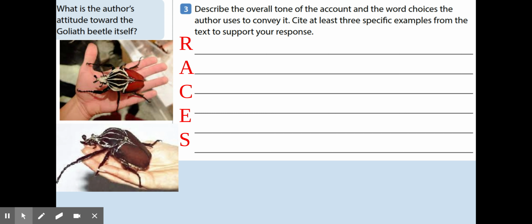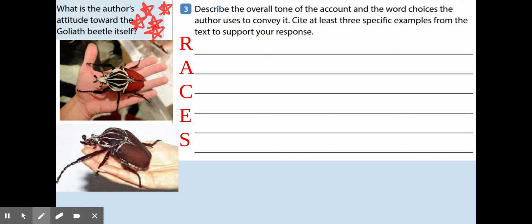And number 3, okay, it says, what is the author's attitude toward the Goliath beetle? Think about that. What was the author's attitude? I said the author thought the beetle was really kind of cool, that she was just like, this is the bee's knees. She was kind of impressed with the beetle. So that was my takeaway.